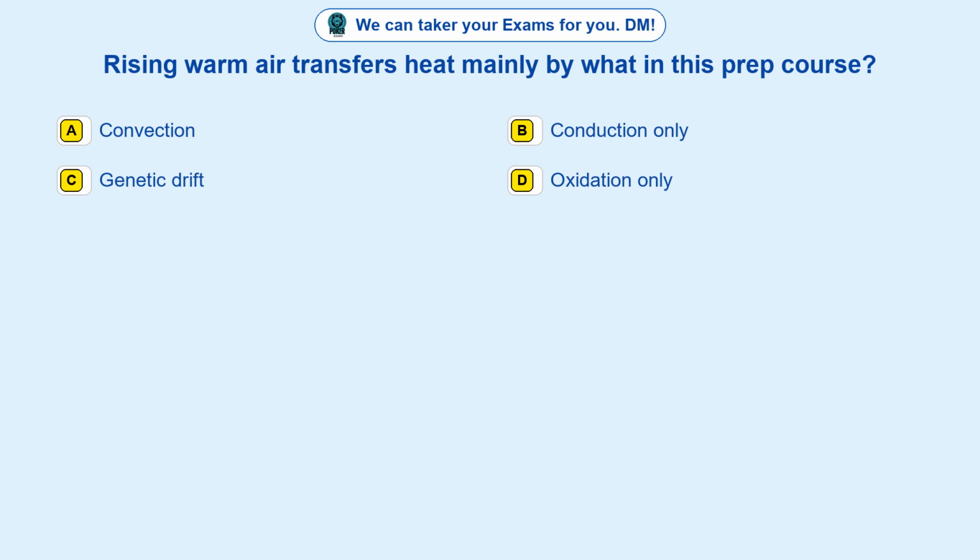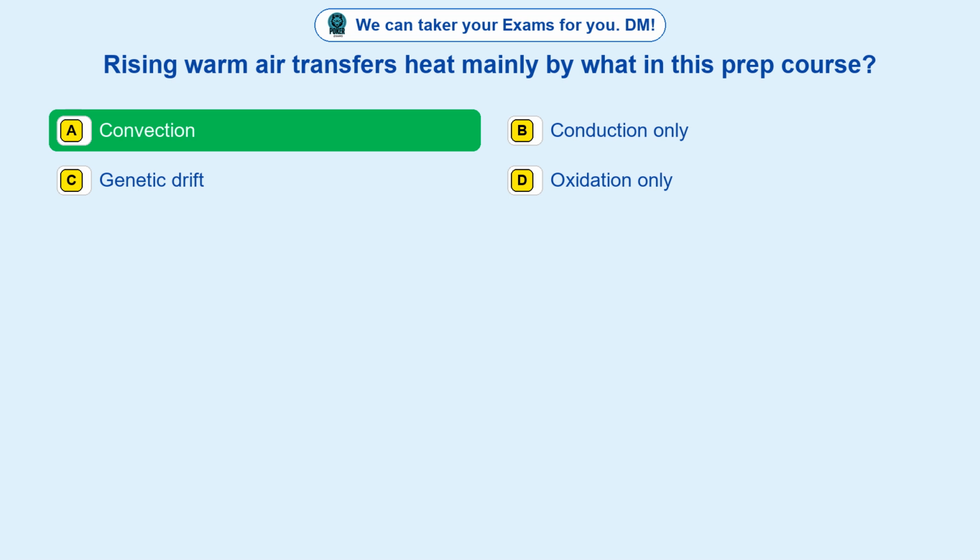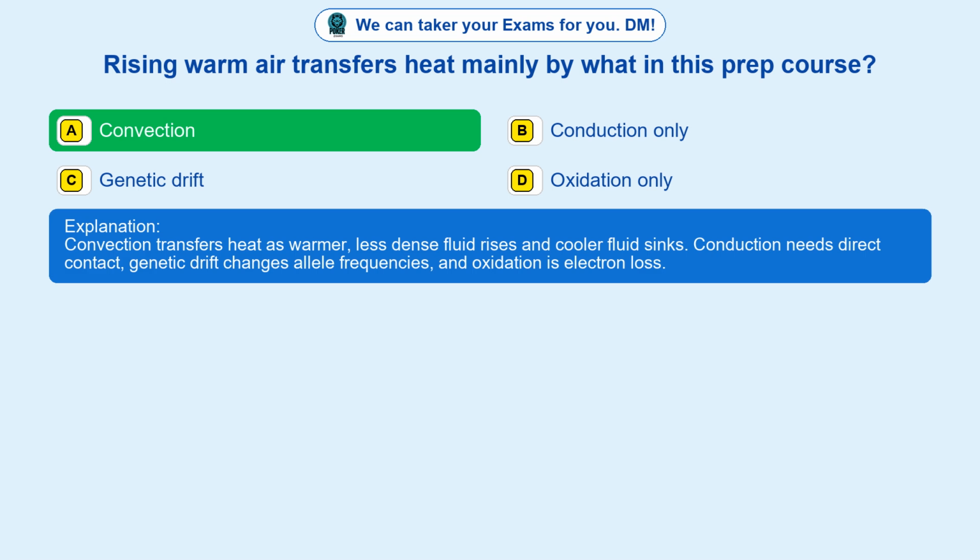Question 76. Rising warm air transfers heat mainly by what in this prep course? Option A, convection. Option B, conduction only. Option C, genetic drift. Option D, oxidation only. The correct answer is option A, convection. Convection transfers heat as warmer, less dense fluid rises and cooler fluid sinks. Conduction needs direct contact, genetic drift changes allele frequencies, and oxidation is electron loss.